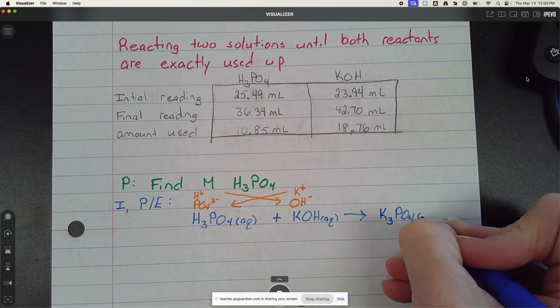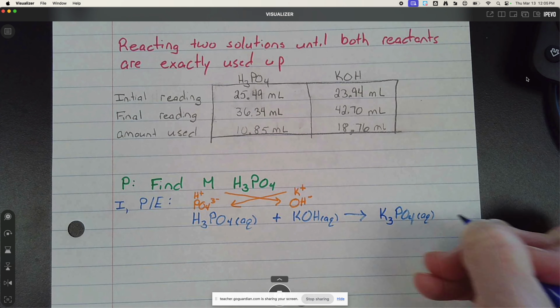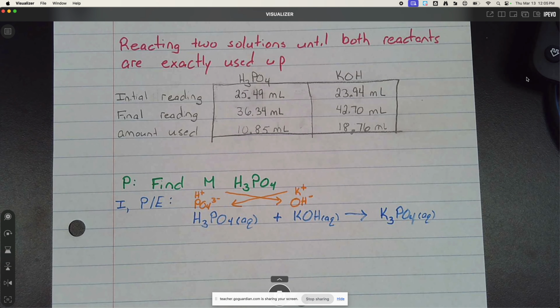I'm going to assume that's aqueous, just because if it had been solid, there would be something cloudy or chunkier, and there would be something in my beaker to indicate that it was a solid, so we're going to assume it's aqueous.